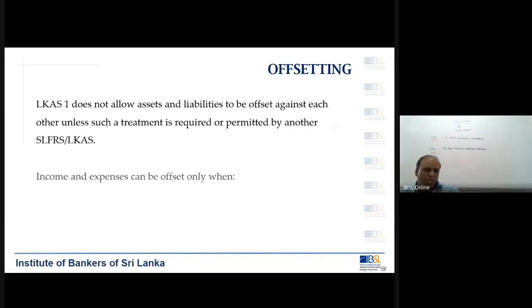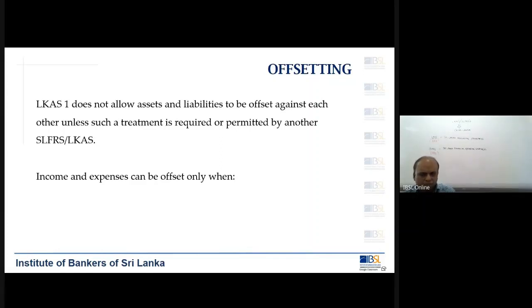LKAS 1 does not allow assets and liabilities to be offset against each other unless such a treatment is required or permitted by another SLFRS or LKAS. Now, say for example, I take an example. Because we are coming from a background of banks, we'll take the banking example. Let's assume there is a customer who has deposited money with the bank, say 5 million. So how will this appear in your financial statements?